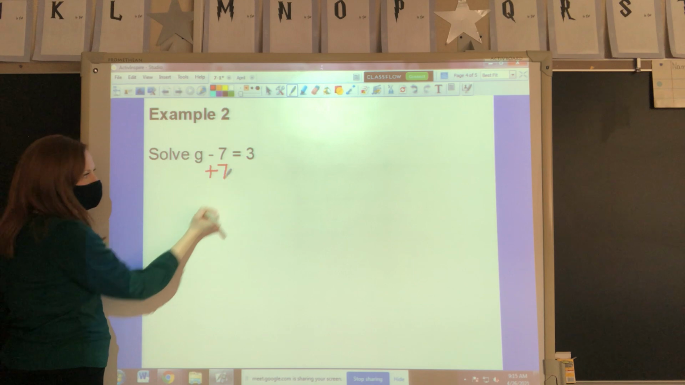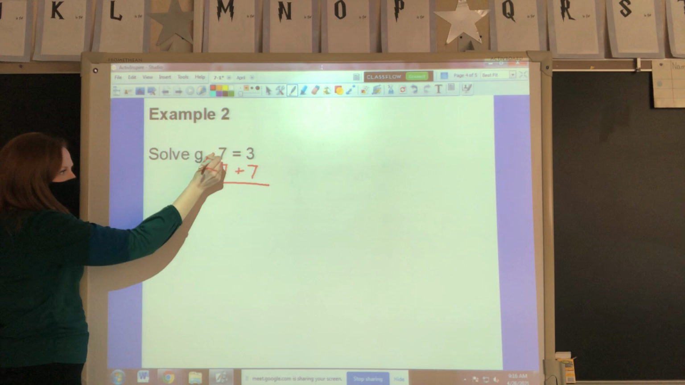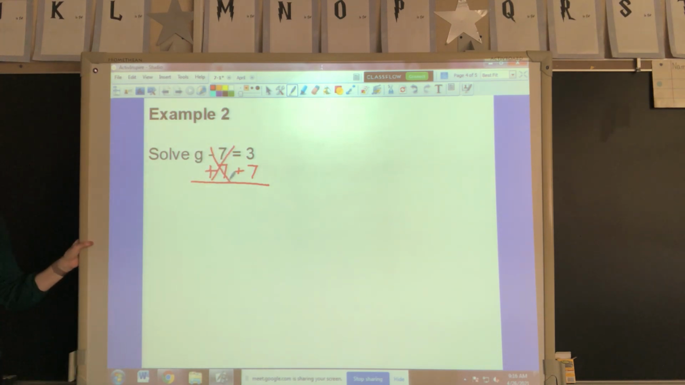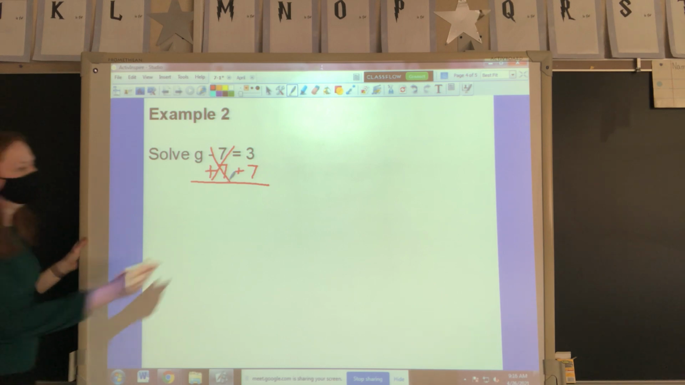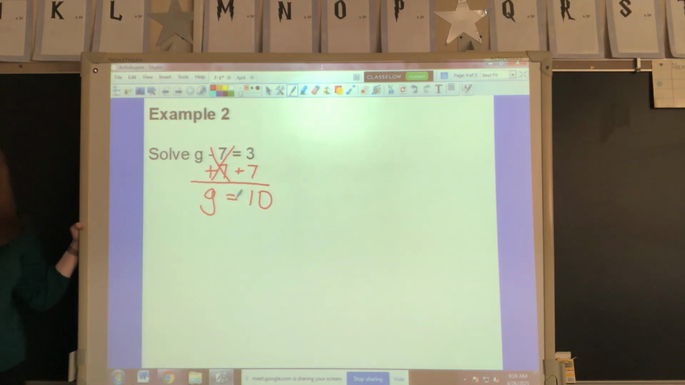So you have to use addition on both sides. I'm going to do plus 7, plus 7. These two cross each other out or equal 0. What is 3 plus 7 though? 10. So G equals 10. Okay? Not so bad. Just again, gotta remember what those opposites are. As long as you remember what those are, then you should be okay.